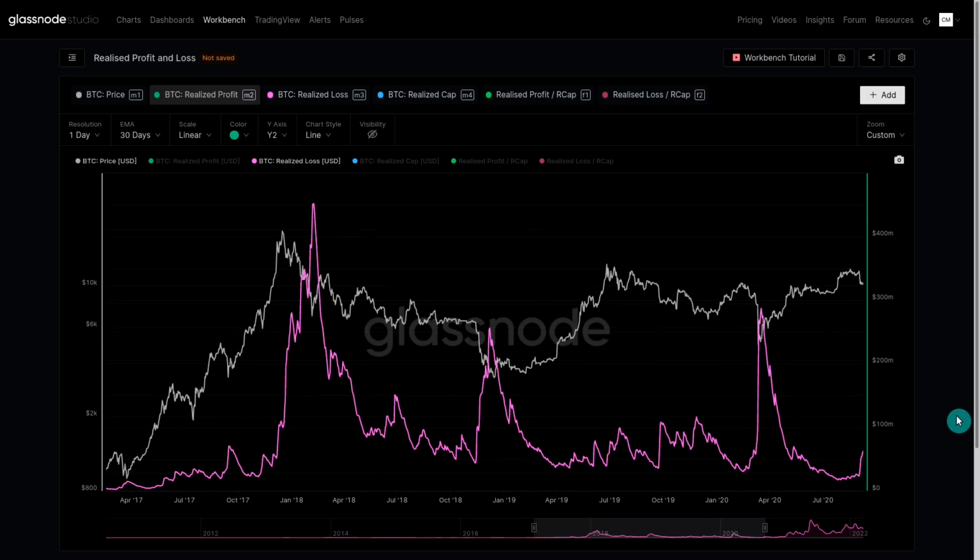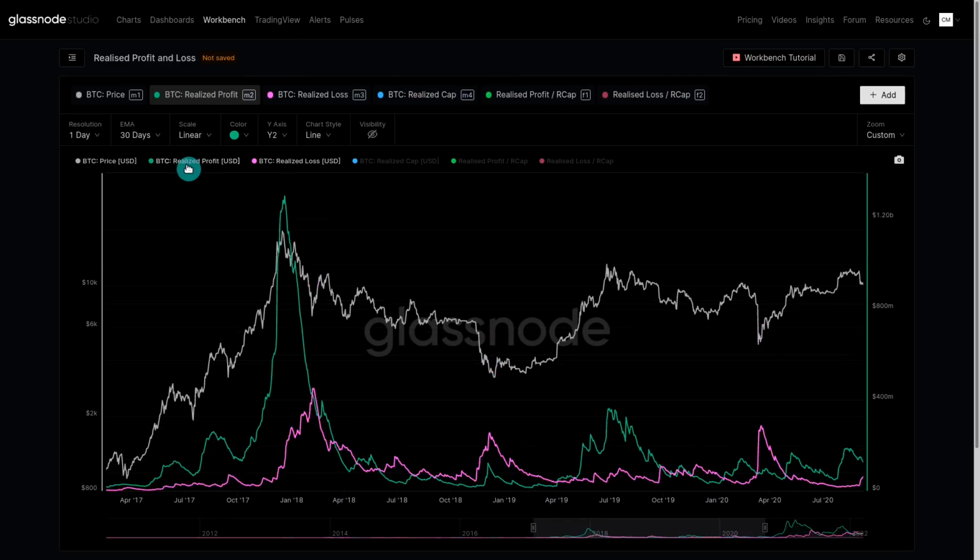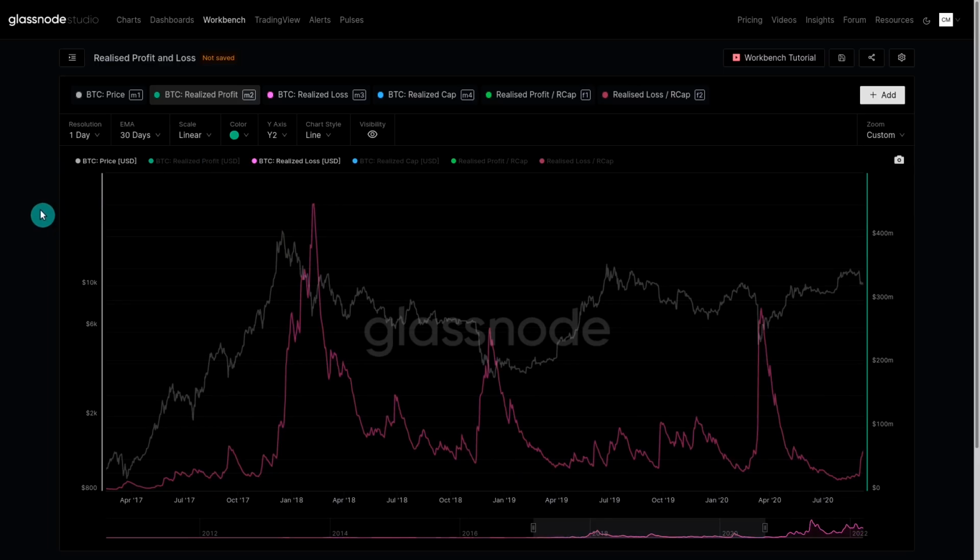Now, another metric that I like to look at is just simply the realized loss metric. And I have applied here a 30-day exponential moving average. Now, I'm here in Workbench. So this is a tool where you can actually combine a number of different metrics. In here, I also have realized profit so I can see how these different functions work and compare them to each other. And we'll talk about this in a little bit of detail.